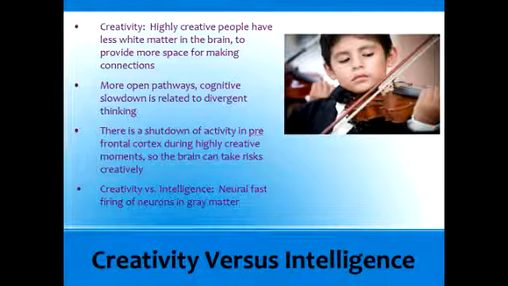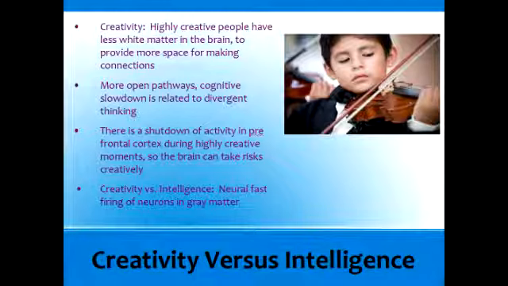There are differences between creativity and intelligence. In intelligence in the brain, we're talking about the fast firing of neurons in the gray matter where information is being collected. But in highly creative people, they actually have less white matter in the brain to provide more space for making connections. More open pathways exist, and there's what's called a cognitive slowdown, which is related to divergent thinking during creative thinking in the brain.